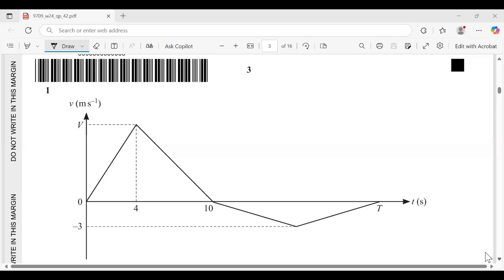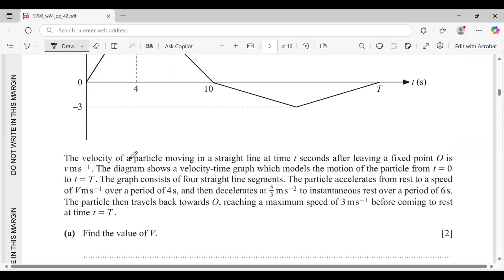Number one, the velocity of a particle moving in a straight line at time t seconds after leaving a fixed point O is v meters per second. The diagram shows a velocity-time graph which models the motion of the particle from t equals 0 to t equals T, from this point to this point. The graph consists of 4 straight line segments.